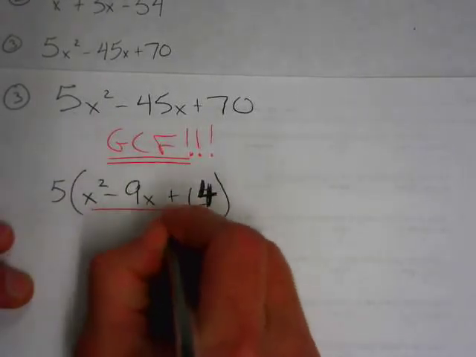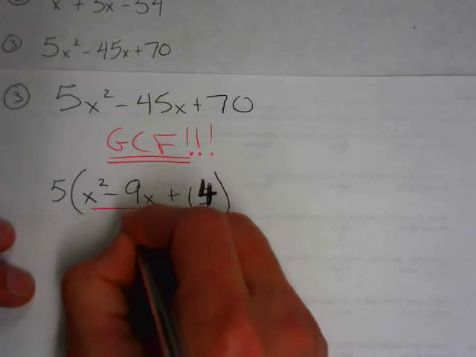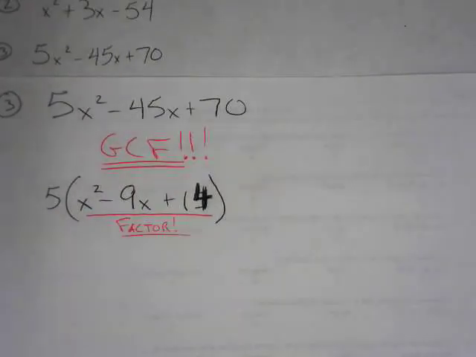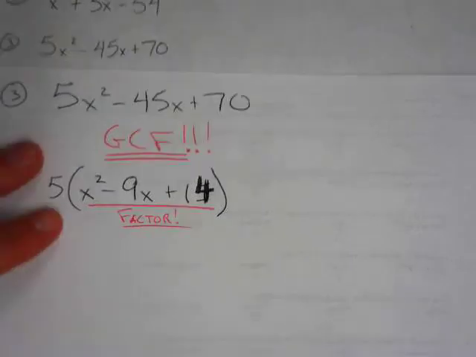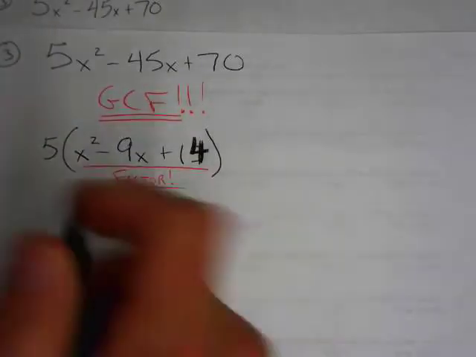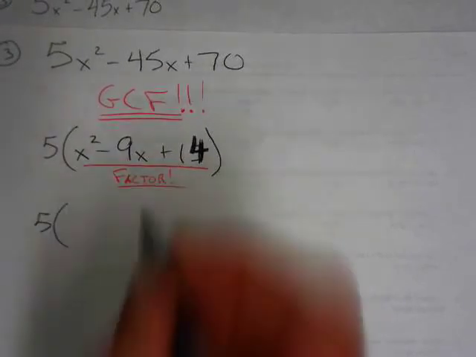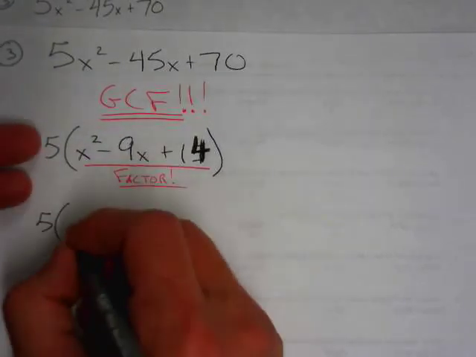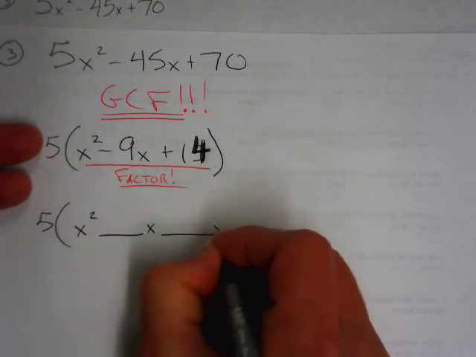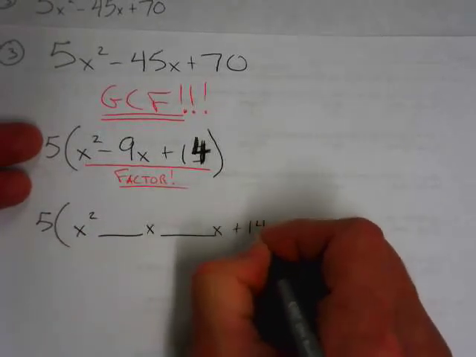All right, so now this is what we're going to have to factor. And we can use any method we want. So for this example, I'll use blankety blank. Why not? So I'm going to use factor by grouping for this method. Okay, so notice we have the 5 is way out here. And now I'm going to use factoring by grouping. X squared, blankety blank, and then plus 14.